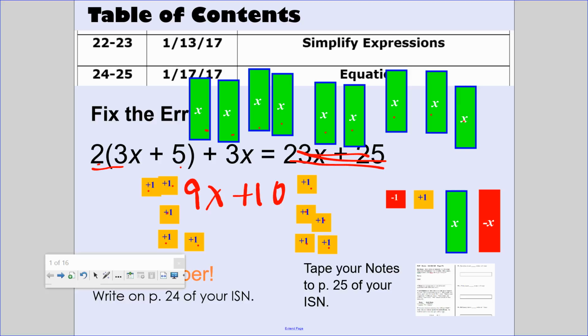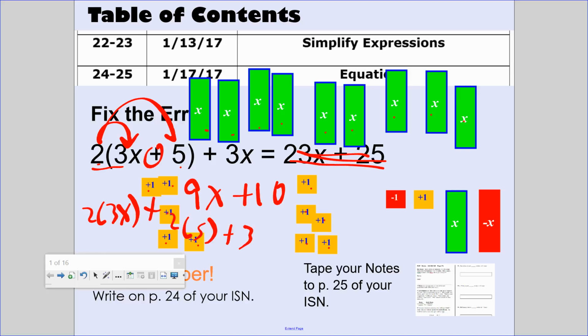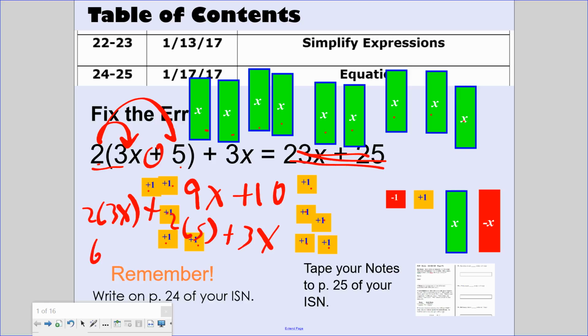Again, if you do not like using algebra tiles, I would have done it this way, because you're distributing: 2 times 3x plus 2 times 5 plus 3x, or 6x plus 10 plus 3x. To collect the like terms, 9x plus 10.